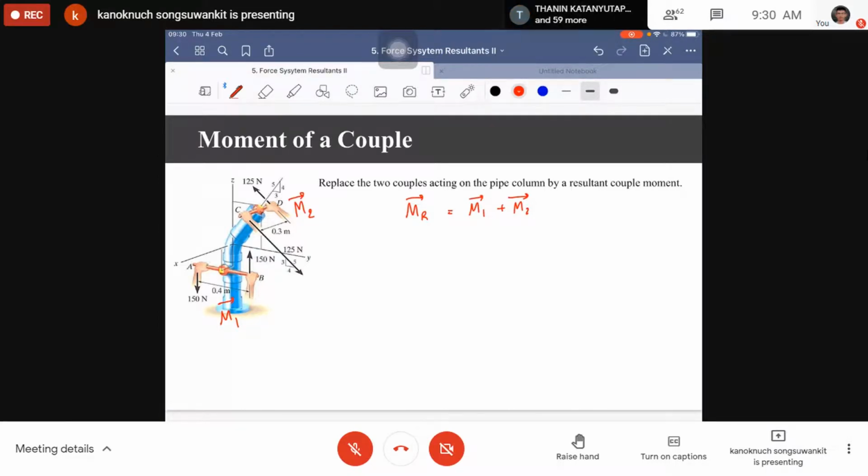All right, so how much is M1? M1 is the moment that is produced with this couple, A and B. You can see that if you use the right-hand rule, the couple moment of AB will lie along the x-axis. So it has only one component equal to 6i.